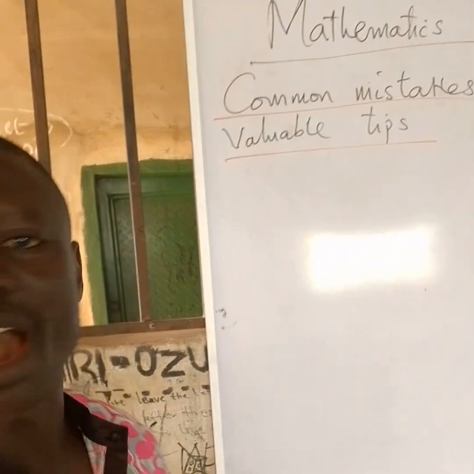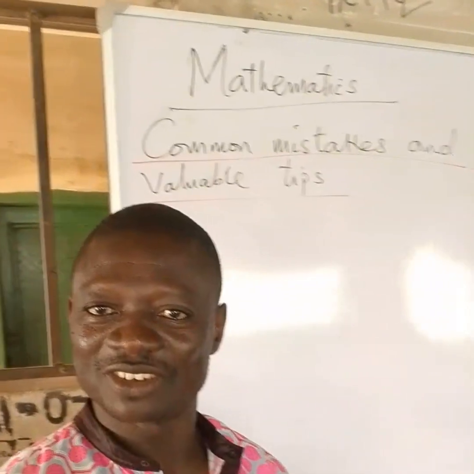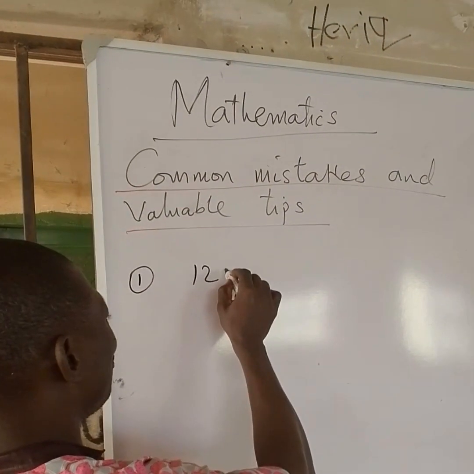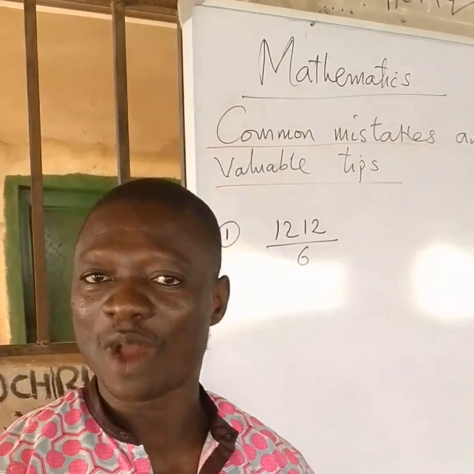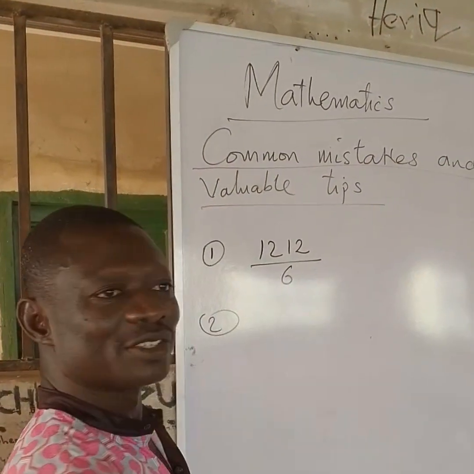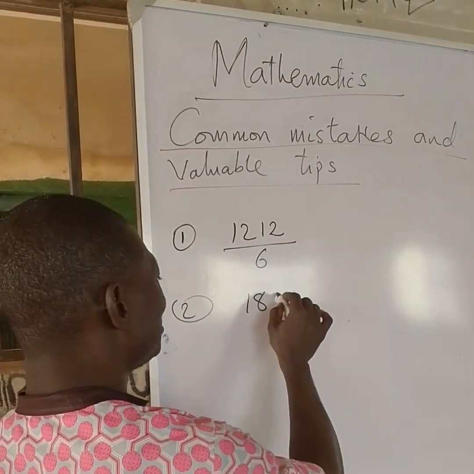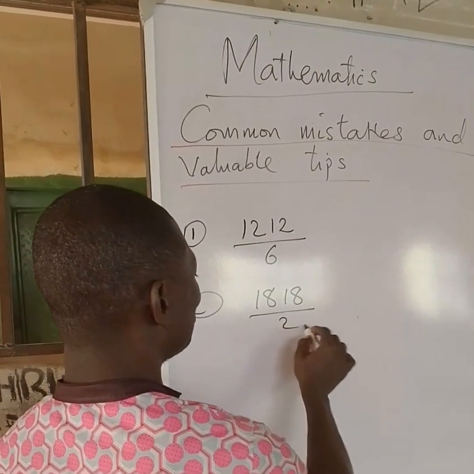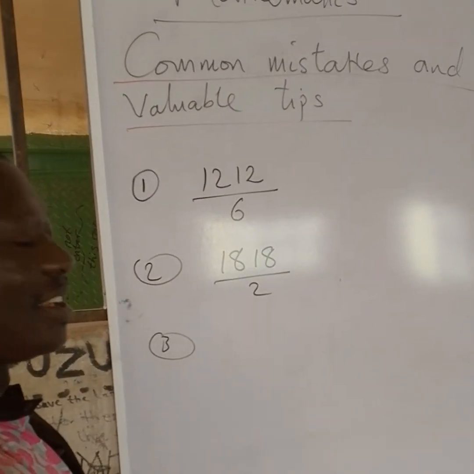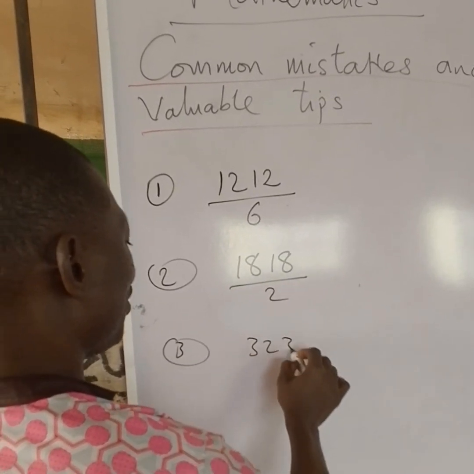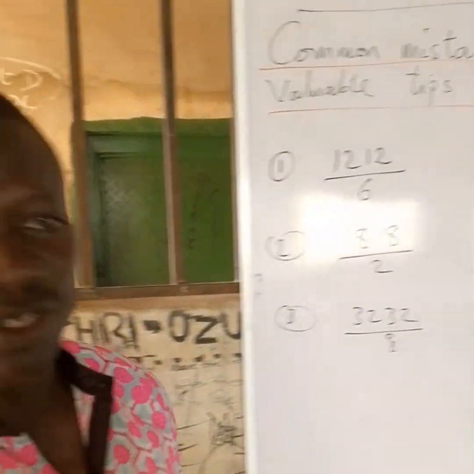Assuming we take a situation where we have a number like, division, just short division. Number 1: 1212 divided by 6. Number 2: 1818 divided by 2. And number 3: 3232 divided by 8. All right, let's go to it.